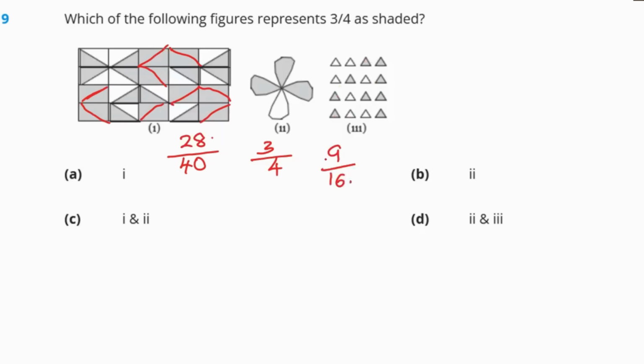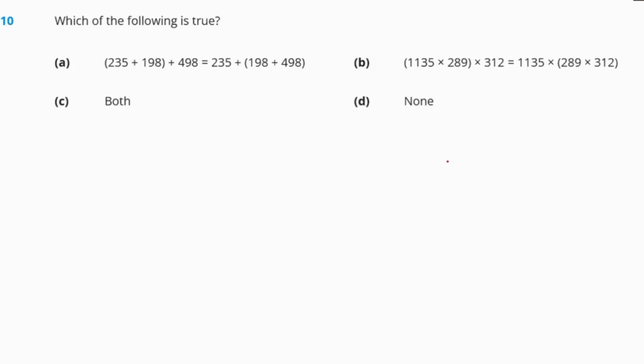So which of these represents 3 by 4 as shaded? Okay, so we have to check in which of these options 3 by 4 is shaded. Only option 2. Okay, so the correct option is option B, that is 2. Next, which of the following is true here?